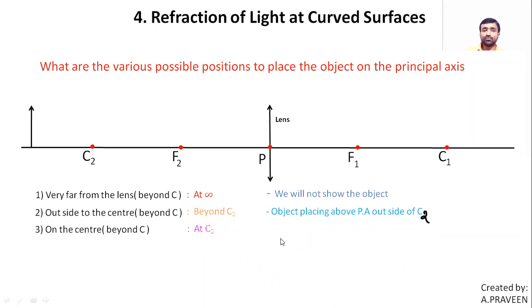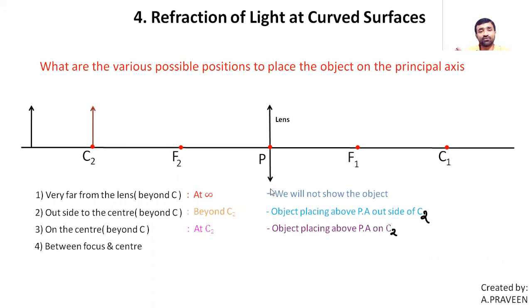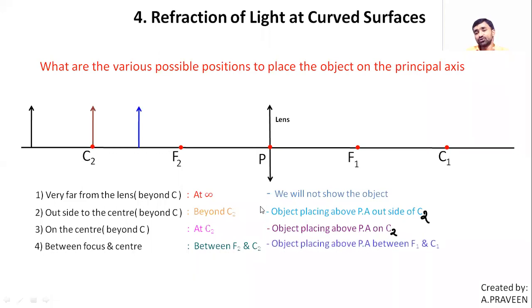Okay, then next position, onto the center of curvature. So at C2, it is called simply the object placed above the principal axis on C2. Right? Then next position is coming inside the center of curvature. So it is between F2 and C2. Then you can call that position as the object between C2 and F2 or F2 and C2.